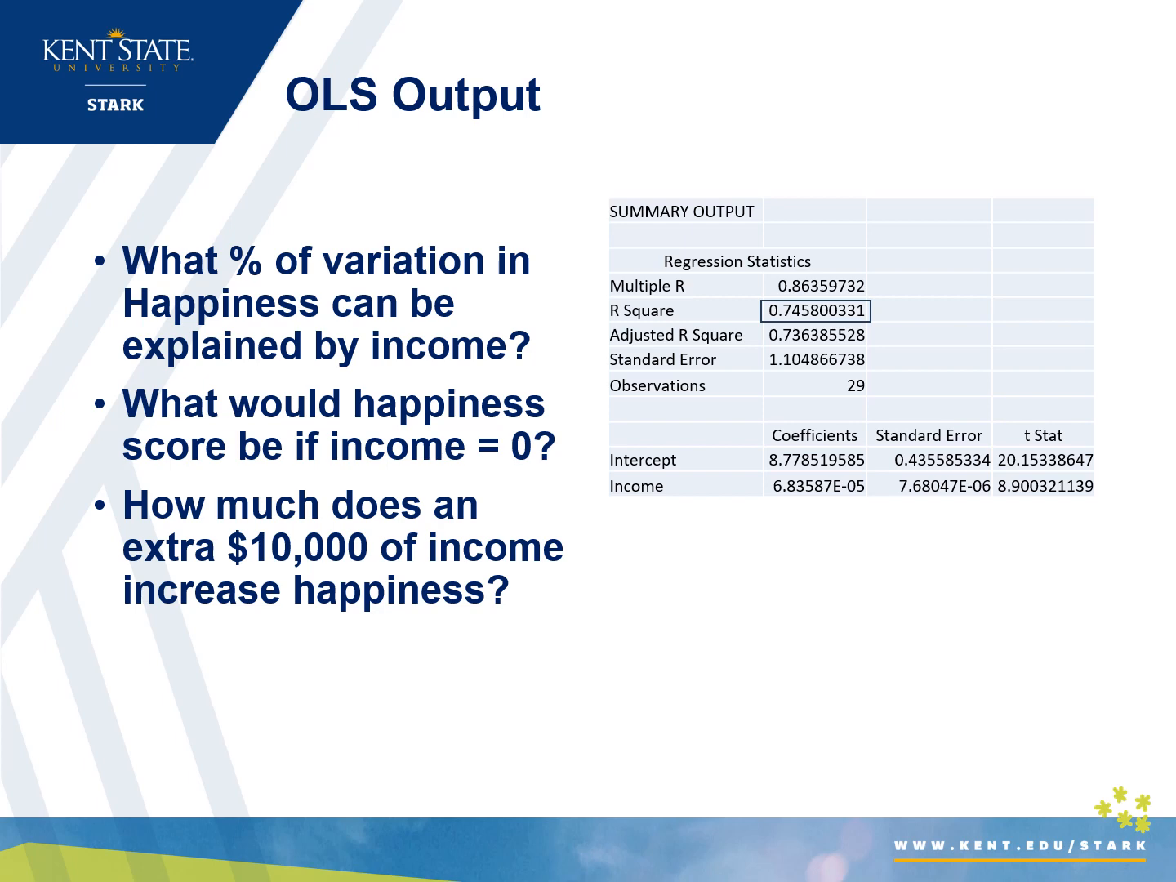If the income was 0, then the happiness score would be 8.78 or so on average, as indicated by the intercept. If a country's household income went up by $10,000, then we'd expect to see an increase in happiness of 10,000 times the income coefficient. An important note here that E minus 0.5 indicates that this line was stated in scientific notation. So this value is not 6.84, rather 6.84 times 10 to the negative fifth power. So you'd have to multiply that by 10,000, and then we'd get something in the neighborhood of 0.684.